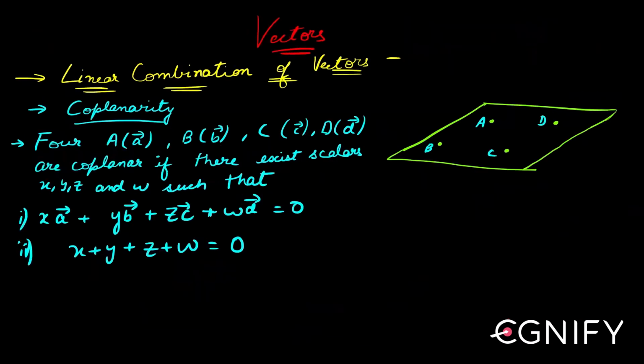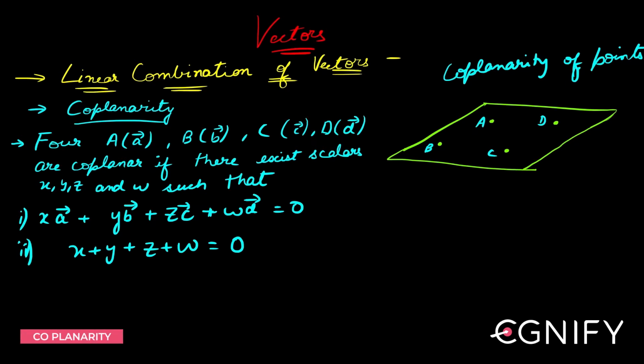Now coming to this last point as far as coplanarity is concerned, this point is about coplanarity of points. Until now what we were looking at was coplanarity of vectors. Just the way if you recall collinearity, the first two points were about collinearity of vectors, and then the last point that we saw was about collinearity of three points. We have already seen the coplanarity of vectors. Now we will see coplanarity of four points.